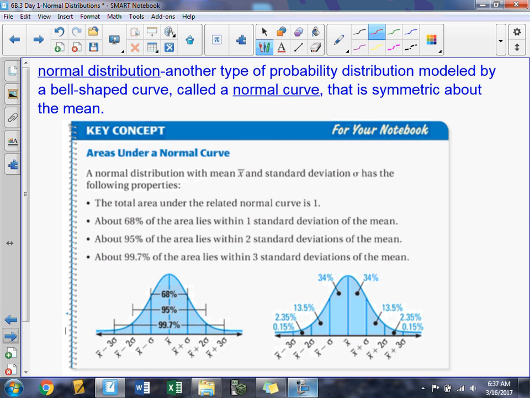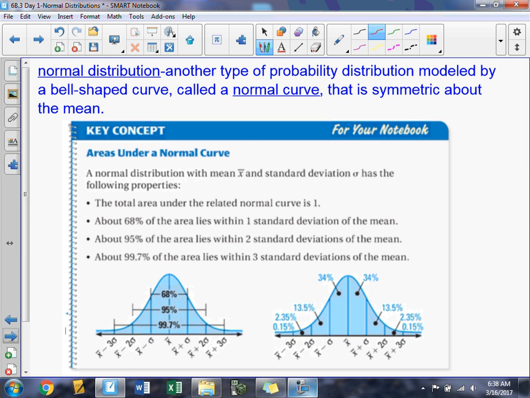So yesterday we talked about binomial distributions. Today we are talking about normal distributions. So a normal distribution is just another type of probability distribution. It is modeled by what we call a bell-shaped curve or normal curve, and it's always symmetric about the mean. So basically what we're doing is we are fitting these things to a bell-shaped curve.